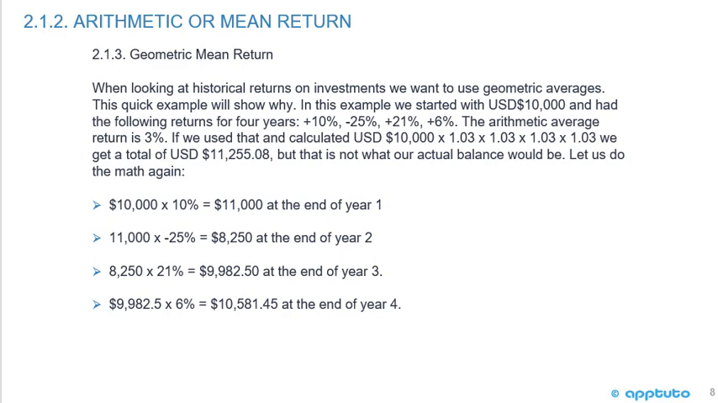But that's not what the balance would be in our account based on those returns. So let's do the math again. 10,000 times a 10% return in year 1, you'd have 11,000 at the end of year 1. 11,000 times a negative 25% return, you'd have 8,250 at the end of year 2. 21% return in year 3, you'd have 9,982 and 50 cents at the end of year 3.